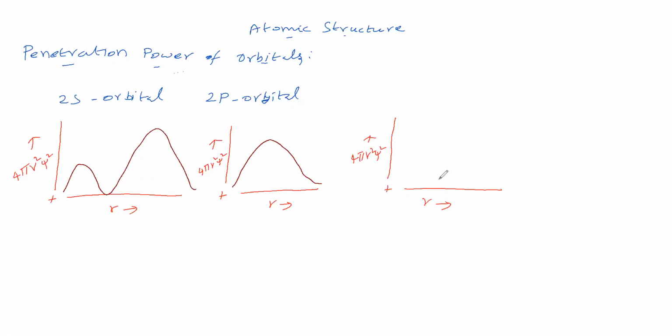So now we will draw 2s as well as 2p. Both we will draw, and we will see how it looks. Now for the 2s orbital, the graph is like this. Next, for the 2p orbital, we will draw the graph. For the 2p orbital, the graph is like this. So for the 2s orbital and 2p orbital, we have given the graph.